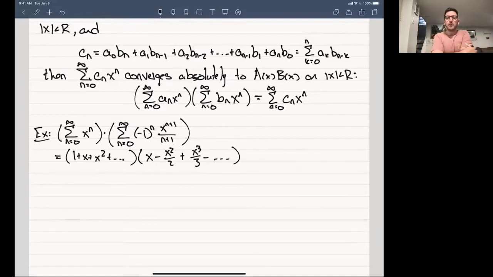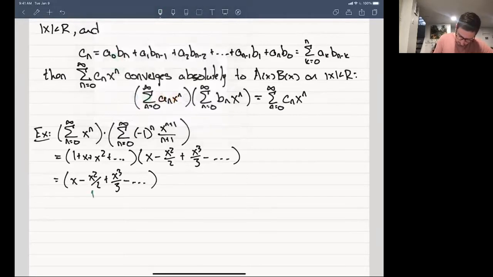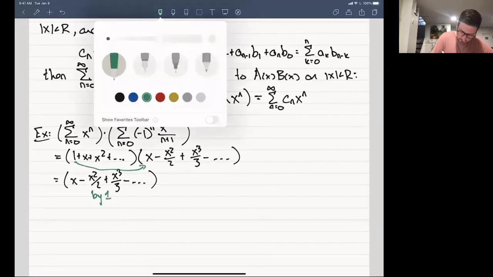Okay, so I want to figure out what the series looks like, maybe up to the third or fourth power. Here's what I'm going to do. I'm going to take the 1 in the first sum and multiply it against every single element in the second sum. So this is going to give me x minus x squared over 2 plus x cubed over 3 minus, and so on. And I'll put underneath it "by 1." That's multiplying the 1 into this thing.